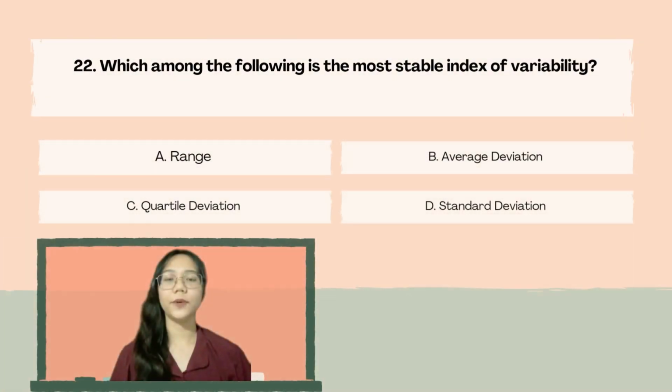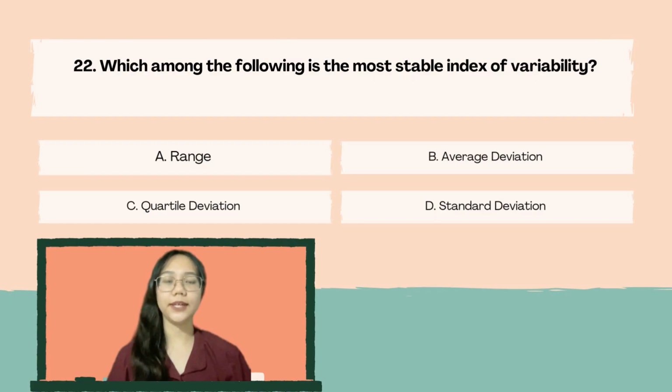For question 22, which among the following is the most stable index of variability? A. Range, B. Average deviation, C. Quartile deviation, or D. Standard deviation. You have 15 seconds to answer.